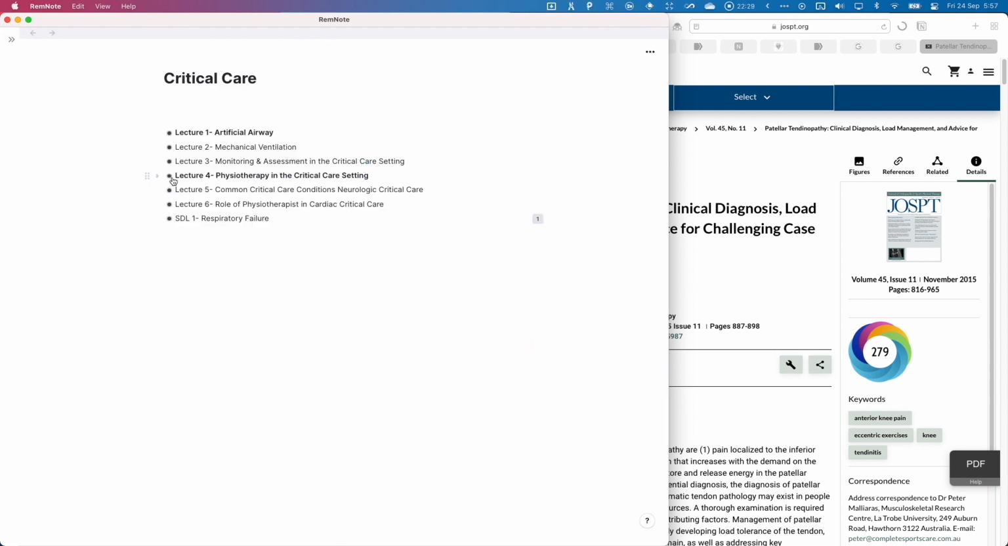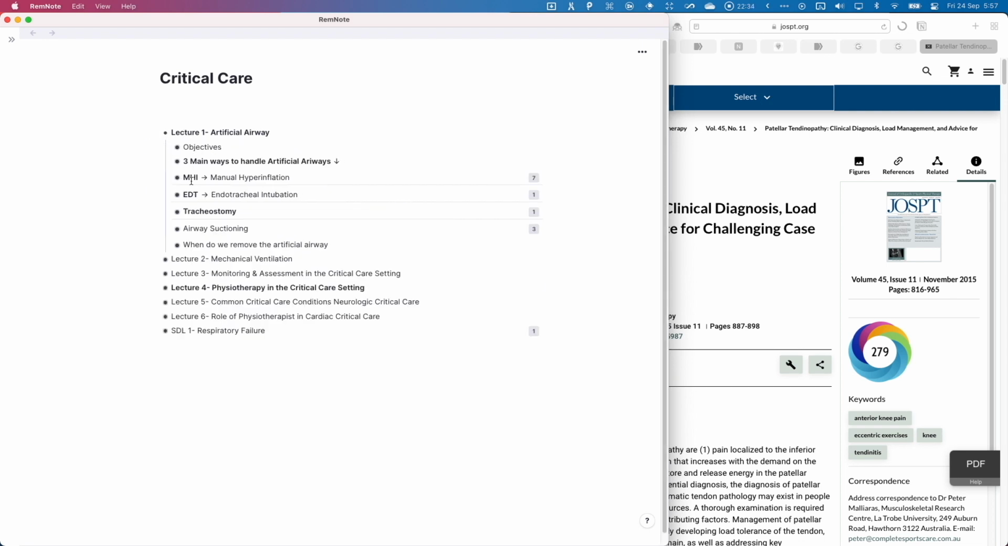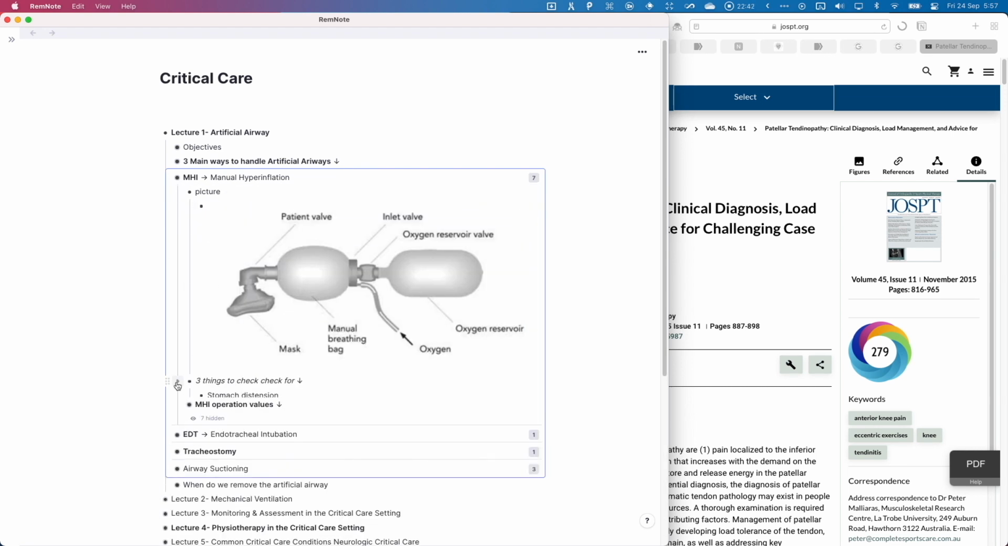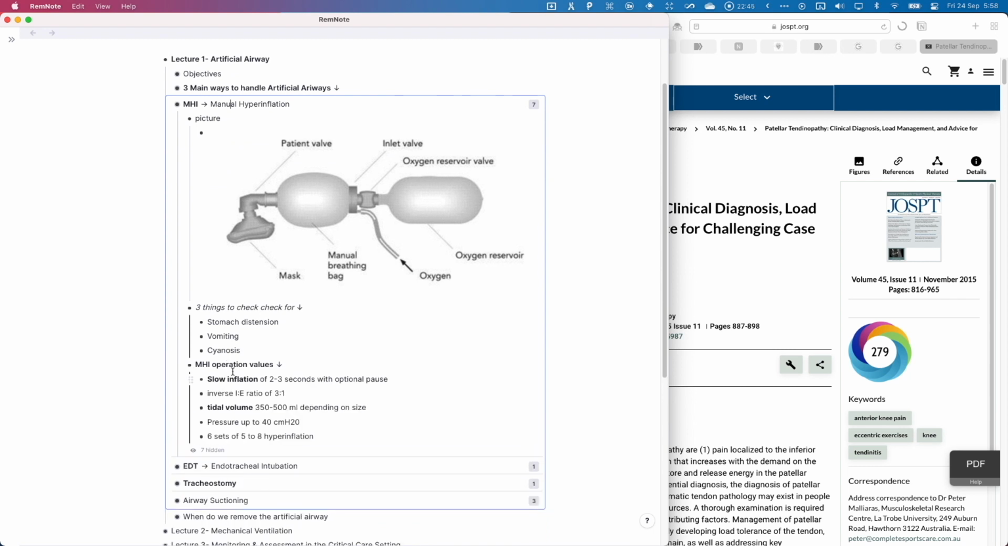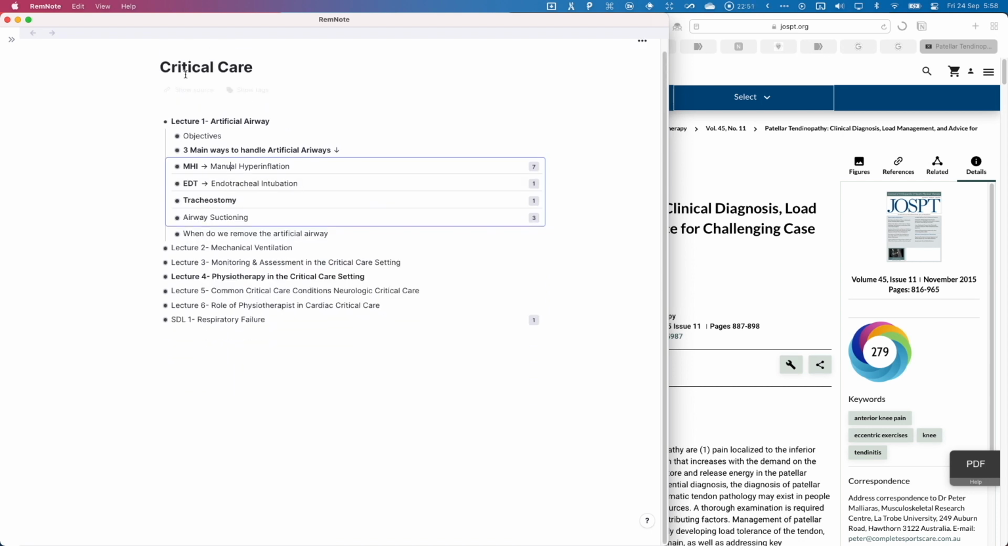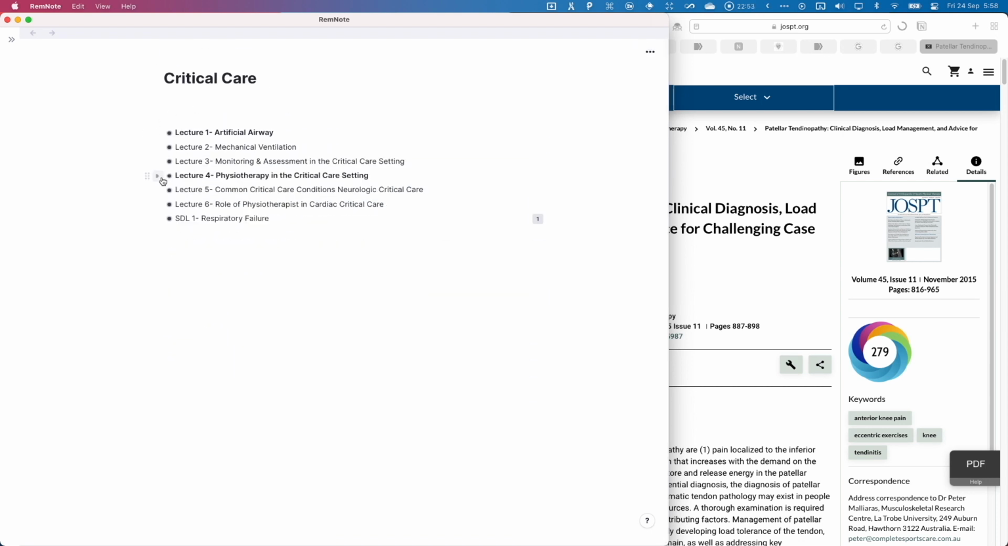So looking at critical care, we can see in lecture one, I learned something called manual hyperinflation. So I've only learned three things. The item itself, three things to look out for, and its operational values. Now that isn't a lot, that's very simple. And that's because it's the basics, and that's in lecture one. So this is in week one and lecture four.